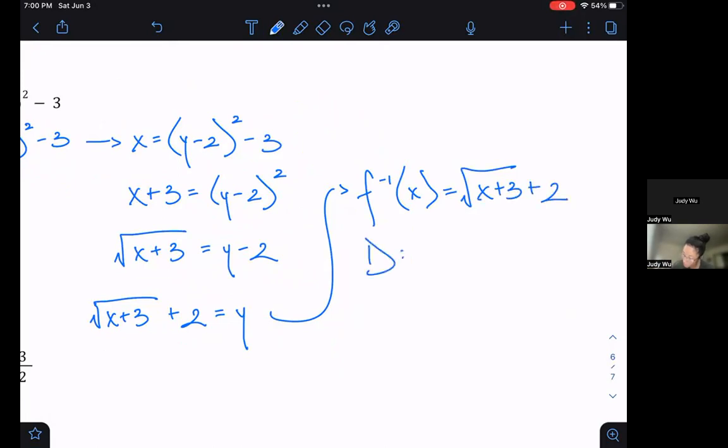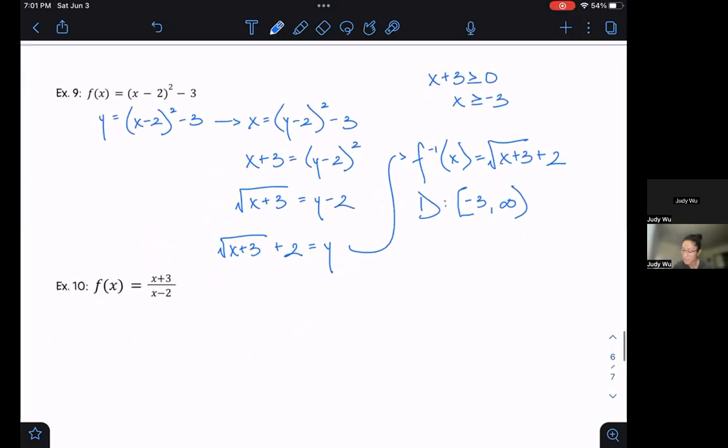And the domain for this, all right, let's think back to our domain rules. Ooh, I see a square root. I know that that thing inside the square root cannot be negative. So let's see, x plus 3 has to be greater than or equal to 0. Subtracting 3, I get x is greater than or equal to negative 3. That means my domain is including negative 3 all the way up. Okay, so this kind of problem is a nice combination of stuff we learned in this section, but also stuff that we learned in some previous sections.